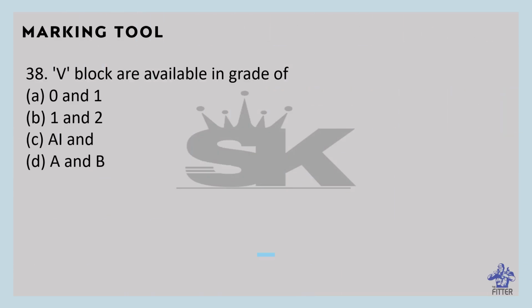V blocks are available in grades A and B. A grade V blocks are made from high quality steel. B grade V blocks are made from closed grain cast iron. I'll write it down: A grade V blocks are made from high quality steel.